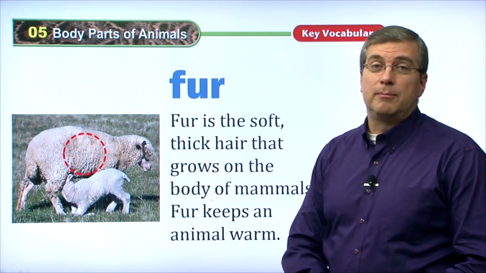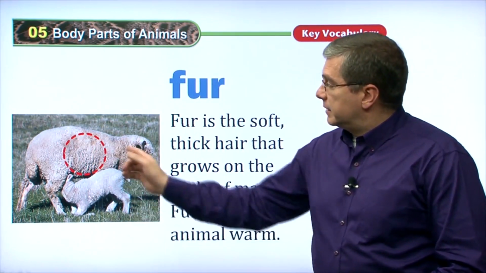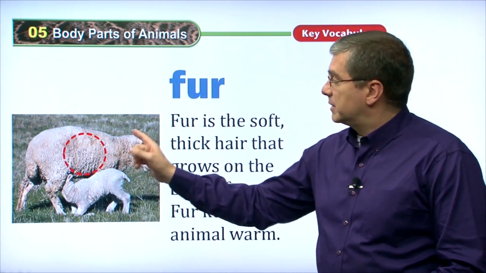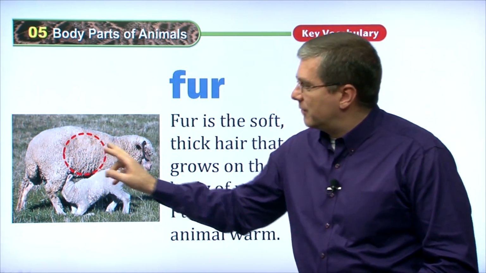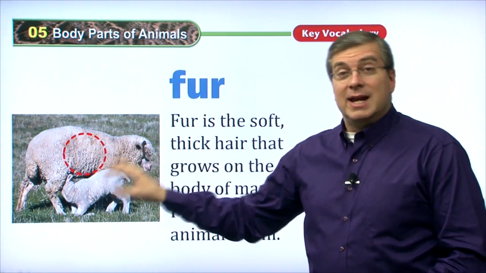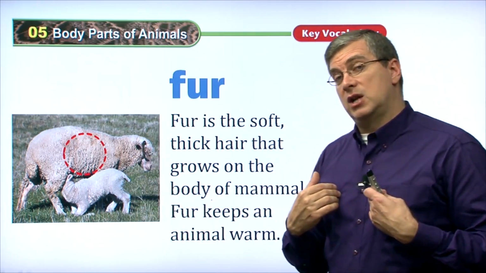Now we're getting away from birds. We're looking at a different type of animal. This is, of course, a mammal. More specifically, it's a sheep. And we're looking at specifically this part of the sheep. This is fur. Now, of course, fur on a sheep is very important for human beings.